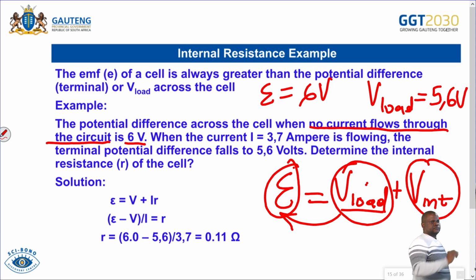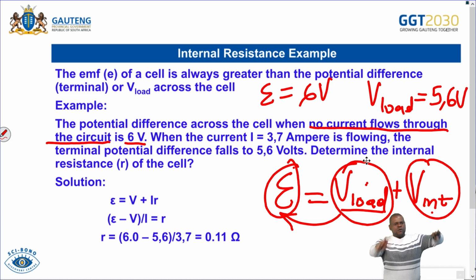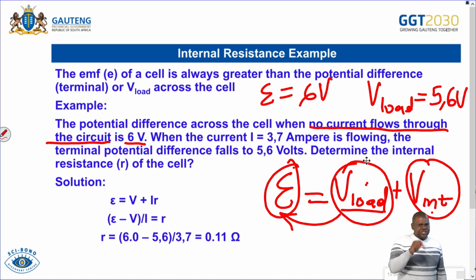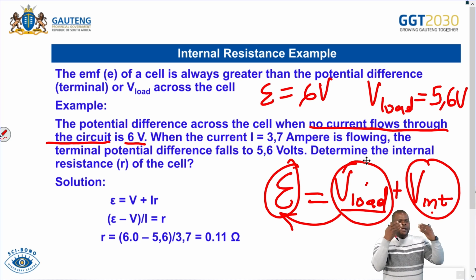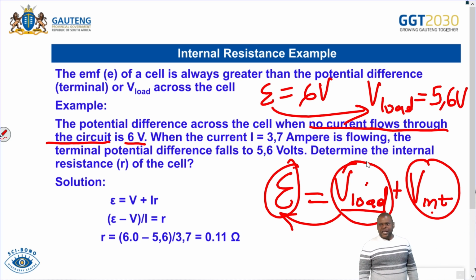5.6 volts. Can you see that? That means the EMF, the voltage, has now decreased from 6 volts to 5.6 volts. What causes that? The internal resistor. Some of the voltage has been lost inside the battery, grade 11s. That means we want to know what the internal resistance is that causes this loss, this decrease in voltage. Are we together, grade 11s?